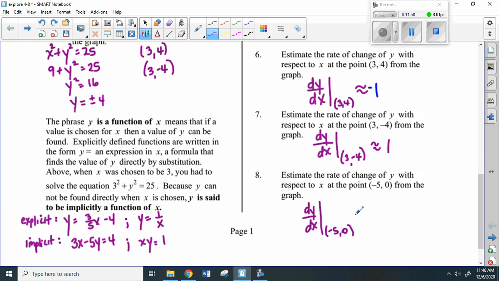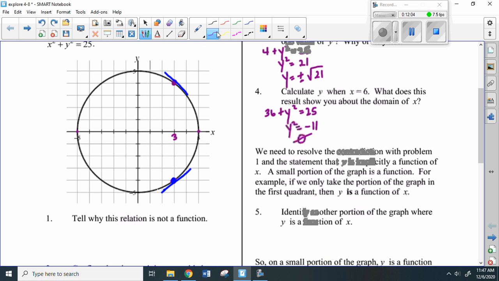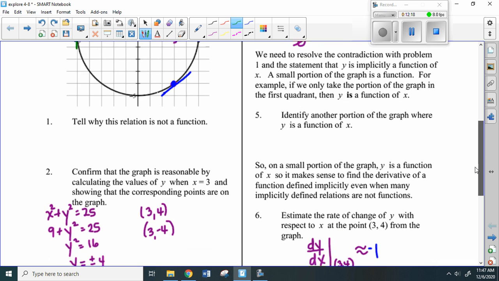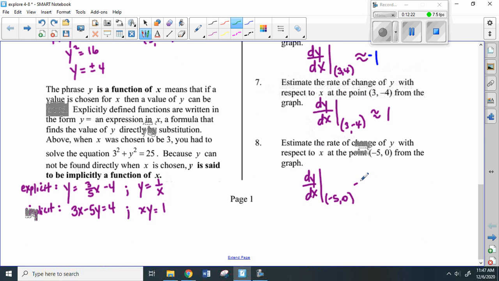-5, 0 from the graph. Okay, and before I write an equals, let's go up here and look at it. All right, so -5, 0 is here. And think about if I were to draw a tangent line to the circle, it would be vertical, because it's on the side there. So keep in mind that for the slope, we don't actually say equals undefined. We can just say is undefined, because our tangent line is vertical.